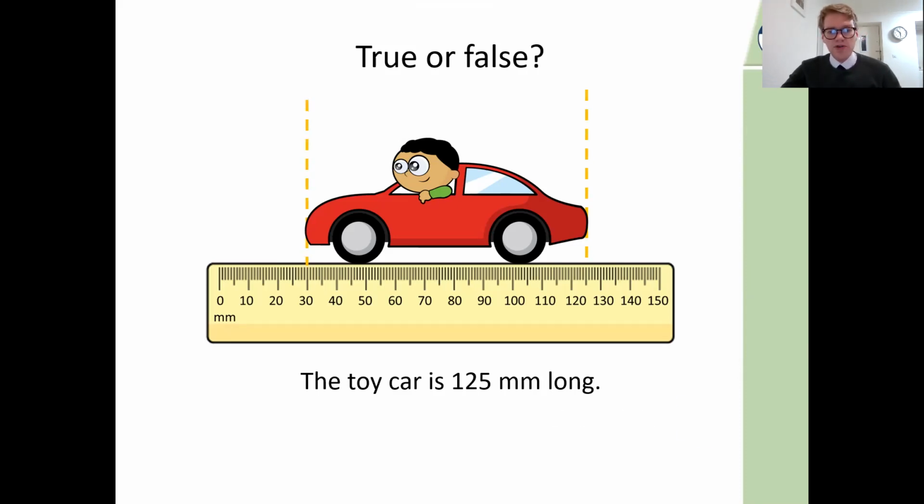Well, we could do a subtraction question. We could do 125 take away 30. And that would leave us with a car that was 95 millimeters long. Or, to put that in centimeters, what's 95 millimeters in centimeters? Well, 90 millimeters would be 9 centimeters, and then the 5 millimeters is half a centimeter, so it would be 9.5 centimeters long.